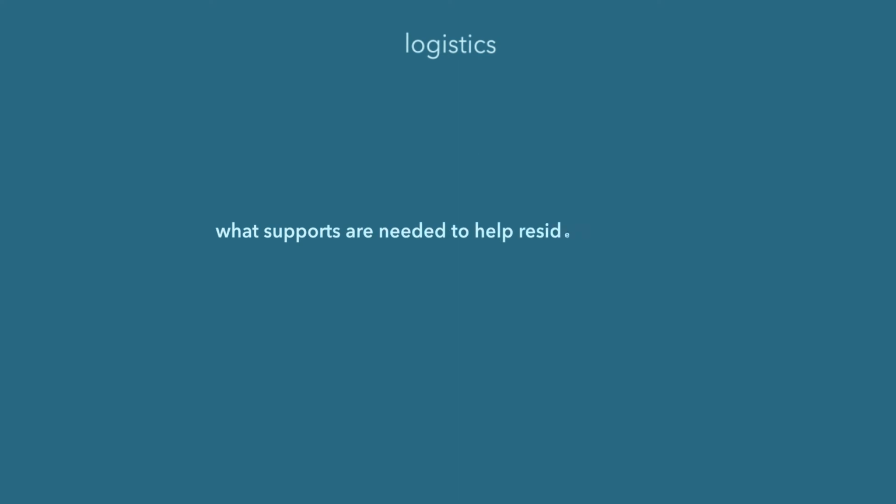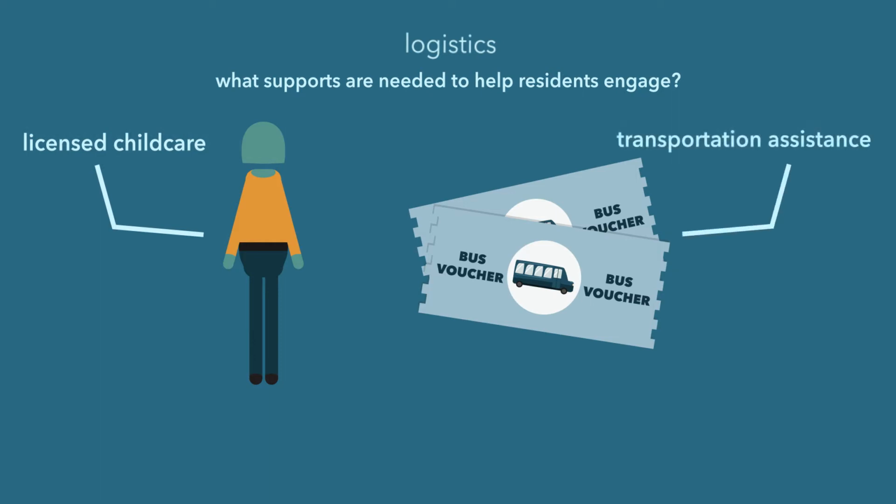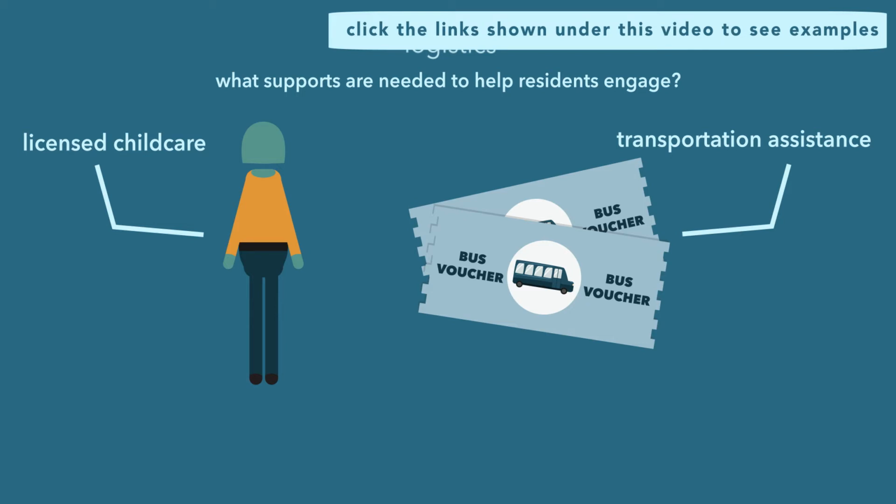What supports are needed to help residents engage? Again, you should be thinking about whether you need licensed childcare and what kind of transportation assistance is available. See the links under this video for additional logistical tips for supporting the success of a resident coalition.